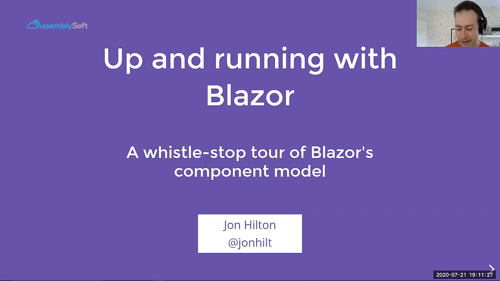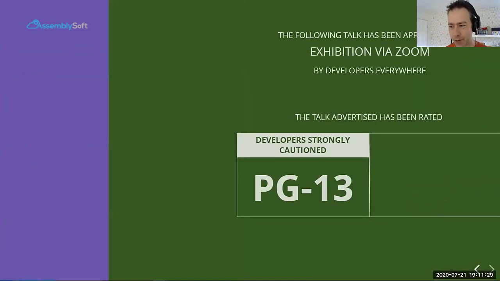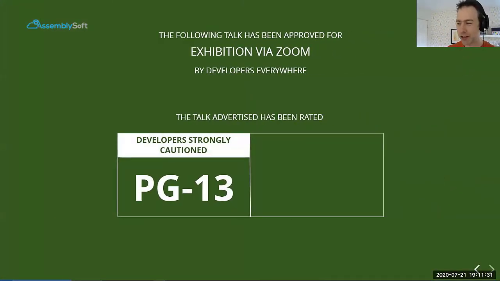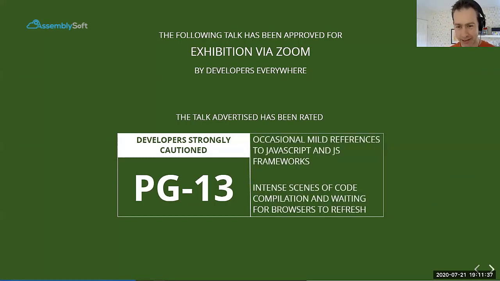See how that goes. The other thing I should just say, this presentation has been rated. It is PG-13. All I would say is it does contain occasional mild references to JavaScript and JS frameworks and intense scenes of code compilation and waiting for the browser to refresh, because with Blazor, that's kind of what we have at the moment. So if that's going to trigger anybody, you're probably best to leave now just before we get too much further into it.